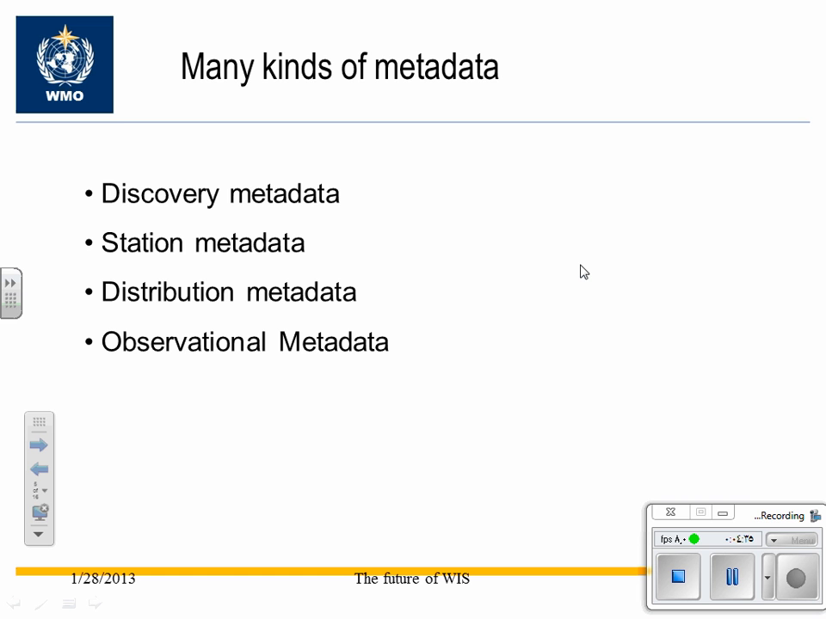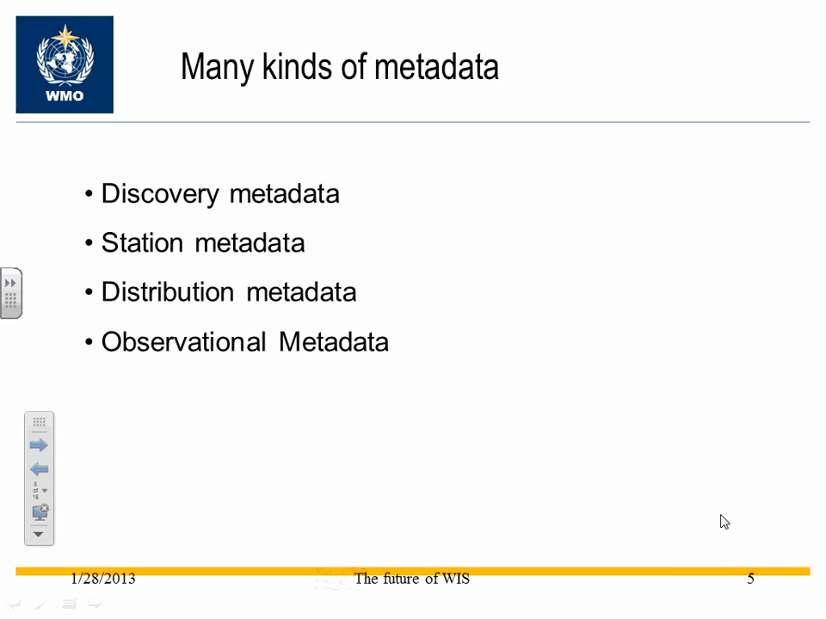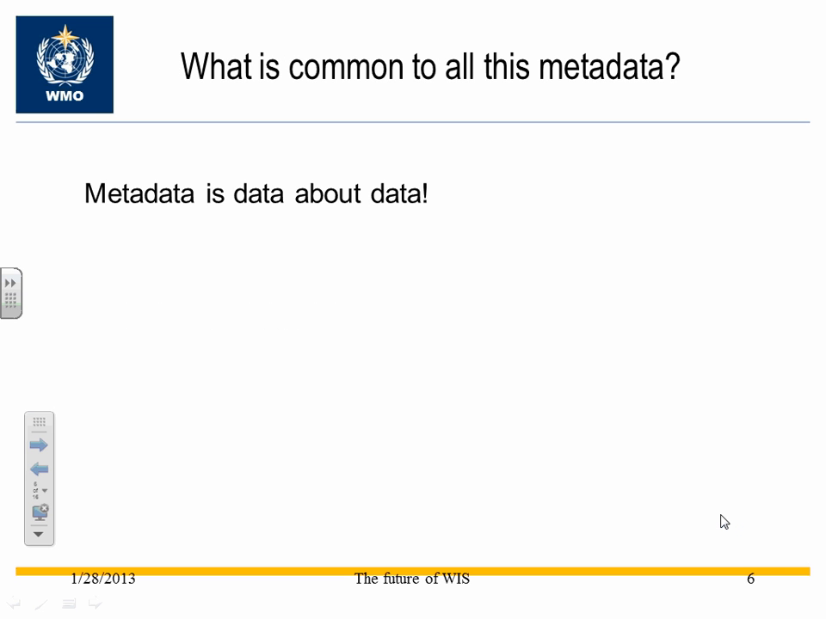We have the discovery metadata in the WIS. So that metadata helps us to find something. And we have the station metadata also in WMO. In the WIS specifications, we have heard about the distribution metadata. Then earlier again, we heard about observational metadata that can be contained in a PDCF code. It tells us some context about the station. So many different kinds of metadata exist. What makes them metadata? What do they have in common?